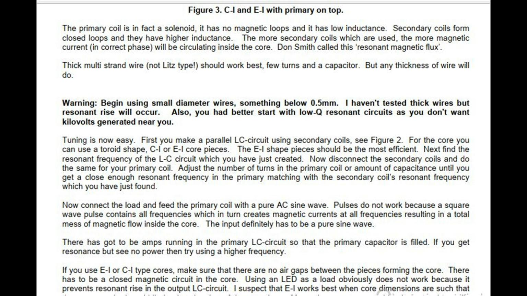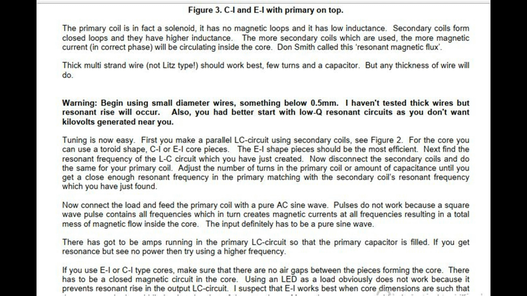Pulses do not work because a square wave pulse contains all frequencies, which in turn creates magnetic currents at all frequencies, resulting in a total mess of magnetic flow inside the core. The input definitely has to be a pure sine wave. There has got to be amps running in the primary LC circuit so that the primary capacitor is filled. If you get resonance but see no power, then try using a higher frequency.